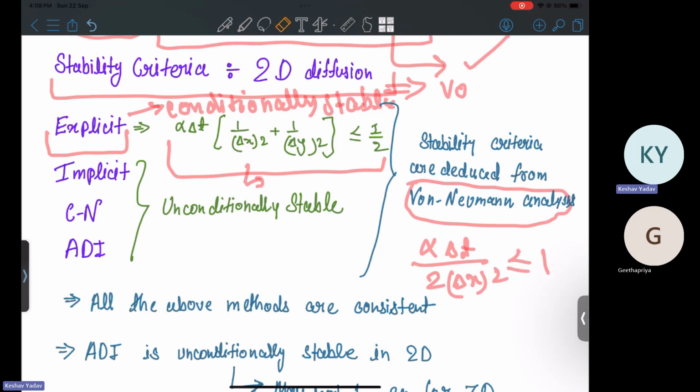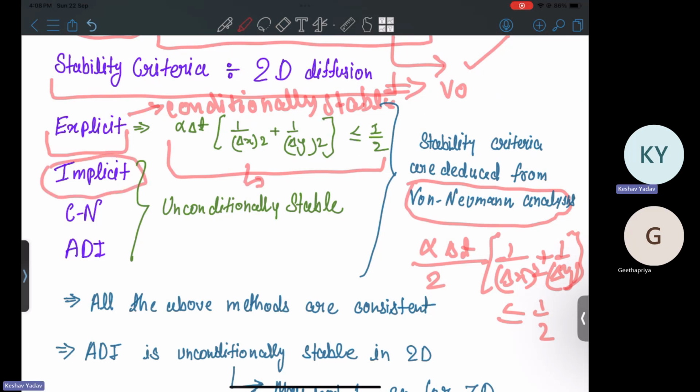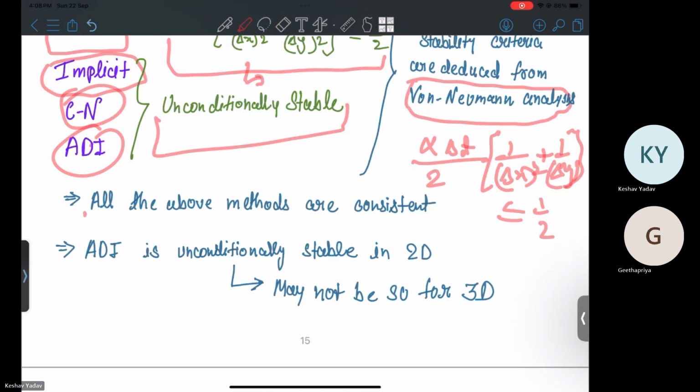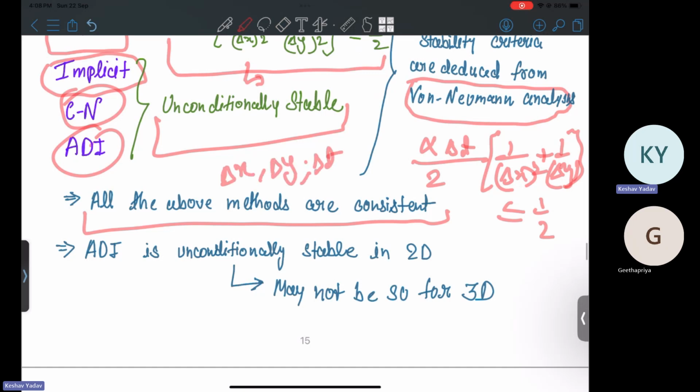Once we go to the 2D case, this delta x square is replaced with 1 upon delta x square plus 1 upon delta y square, and that will be less than half. Clear? And all these implicit schemes will be unconditionally stable, which means they will always be stable. All these methods are consistent. What do we mean by consistent? Consistent means that if we decrease delta x, delta y, and delta t, our solution converges to the exact solution.